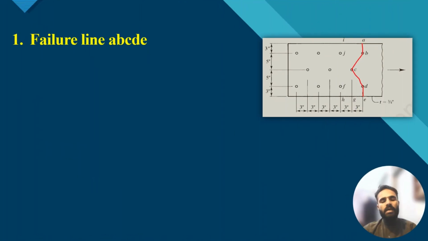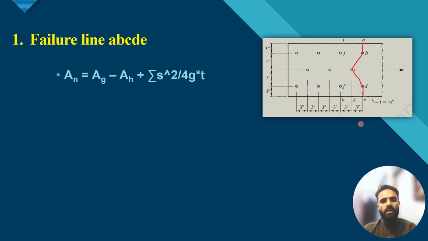Now we will be solving a different failure path. There are two possibilities for failure path. The number one is A, B, C, D, E. If this connection, if this plate element fails in this section, this will be the failure path A, B, C, D.